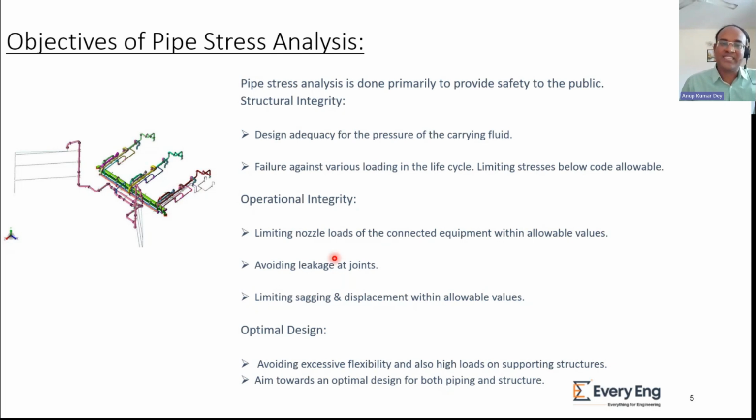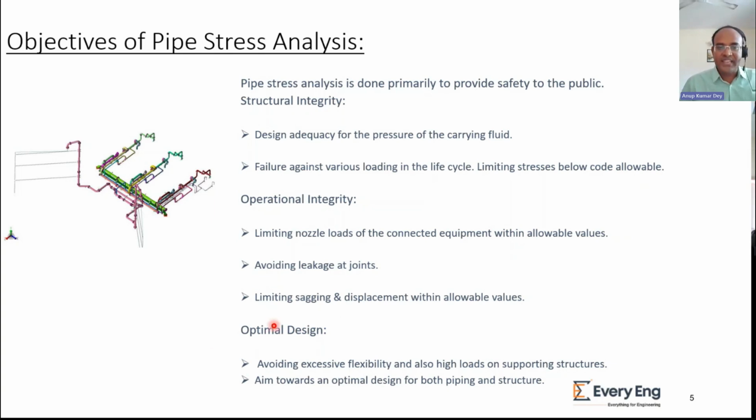Then avoiding leakages at joints, so we have to ensure that flange leakage is not happening. There is no fluid going away from the system through leakages. Then limiting sagging and displacements within allowable values. We have to limit the sagging or displacement values so that there is no catastrophic failure or even clashing with other side lines. So displacement needs to be maintained.